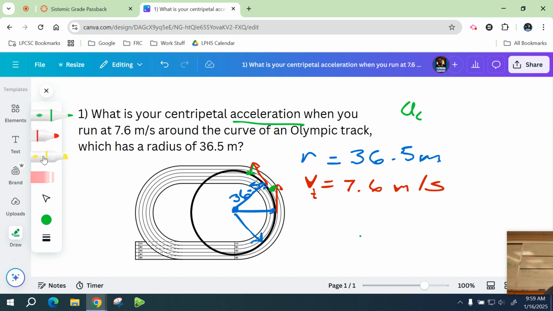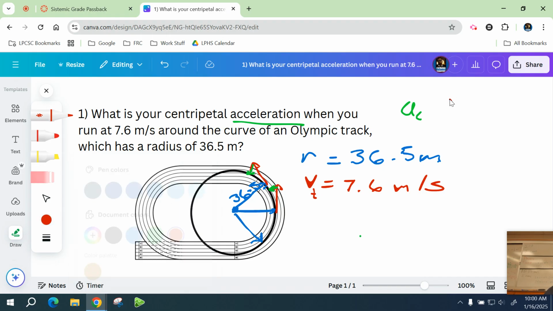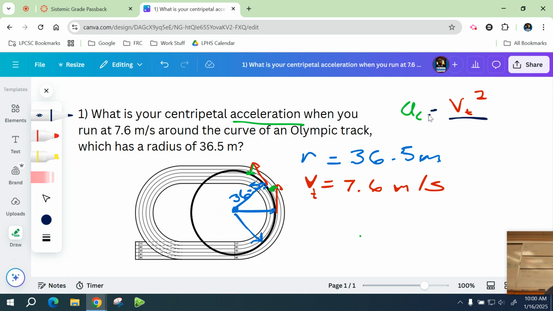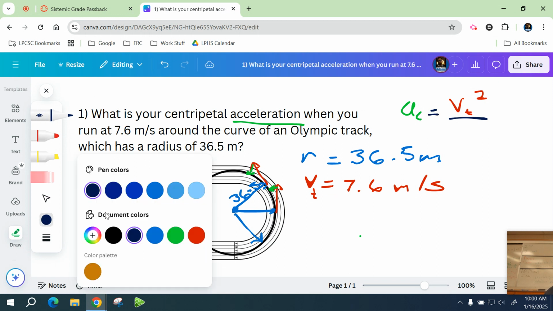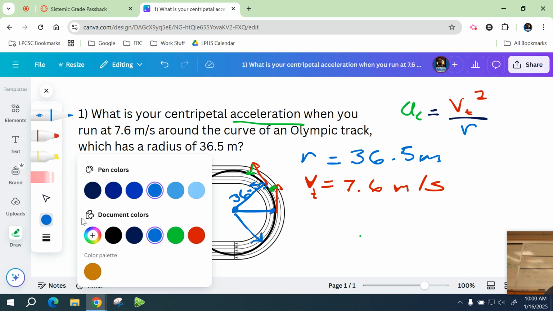Well, the centripetal acceleration then is equal to the tangential velocity, which is really just the linear velocity, squared, over the radius. I don't know why I wrote cubed. This is a formula in your notes. So I've just got to plug that in and do the math.